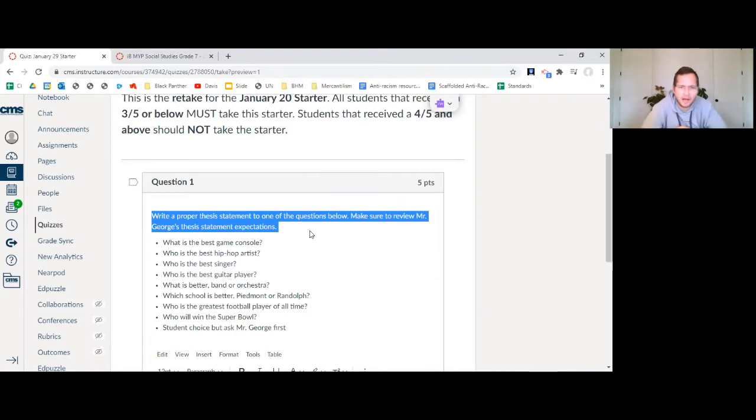I'm going to play music while that group finishes up. If you do not take this, or if you don't need to take this assessment because you got a 4 or a 5 out of 5, then you need to continue working on your flag right now. I'll play music for a little bit, let this group write their thesis statement, and then we'll come back and I'll go over the summary and an overview of the day. A couple minutes.